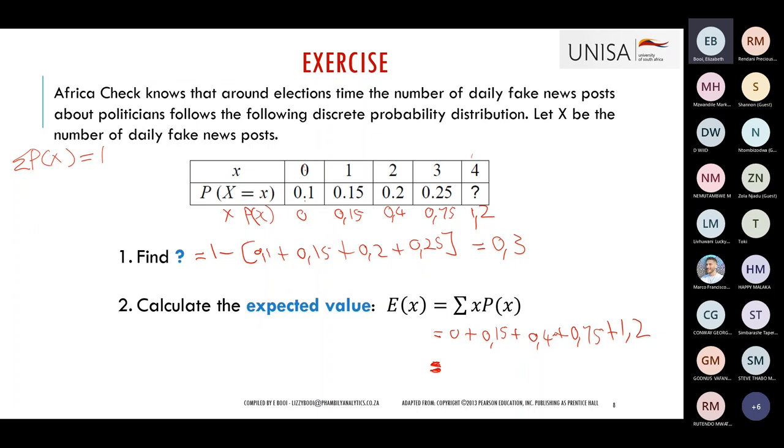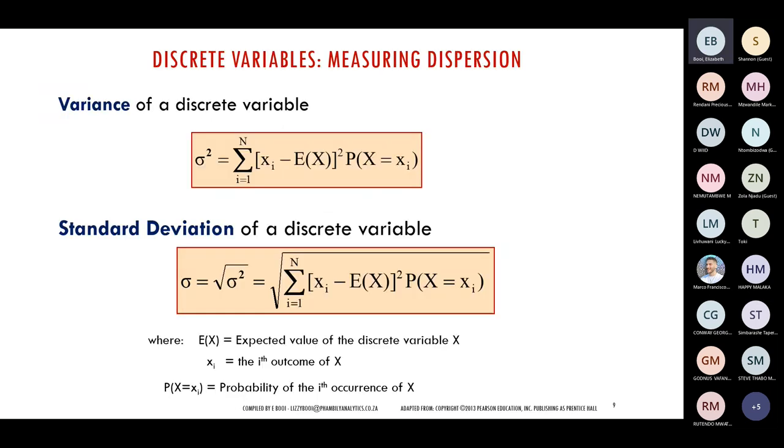Okay, then we add all of them. What do we get as an answer? 2.5. And that is our expected mean. So we are also able to calculate the expected value of discrete variables.